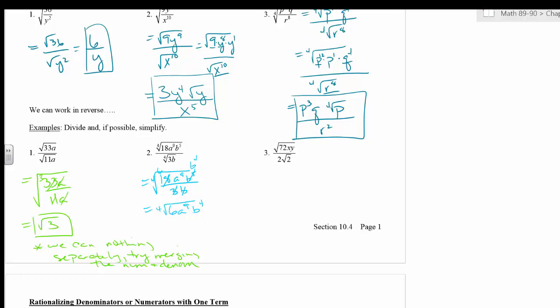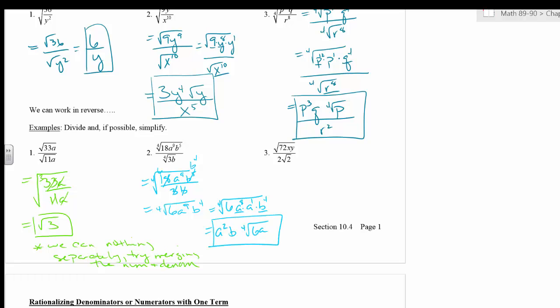And so then you say, well, can you simplify that anymore? And the answer is yeah, and you know because your exponents are not less than your index. So we need to factor this guy. The 6 I can't do much with. There's not a perfect 4th power inside of 6. But the a to the 9th I can factor as a to the 8th and a to the 1. And b to the 4th is a perfect 4th power, so I leave him alone. Pull out what you can. A to the 8th, divide by the index, comes out as a squared. B to the 4th comes out as b. And you're left with the 4th root of 6a.